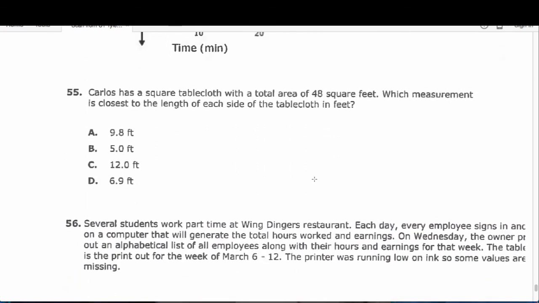Question 55. Carlos has a square tablecloth with a total area of 48 square feet. Which measurement is closest to the length of each side of the tablecloth? A, 9.8 feet. B, 5 feet. C, 12 feet. D, 6.9 feet.